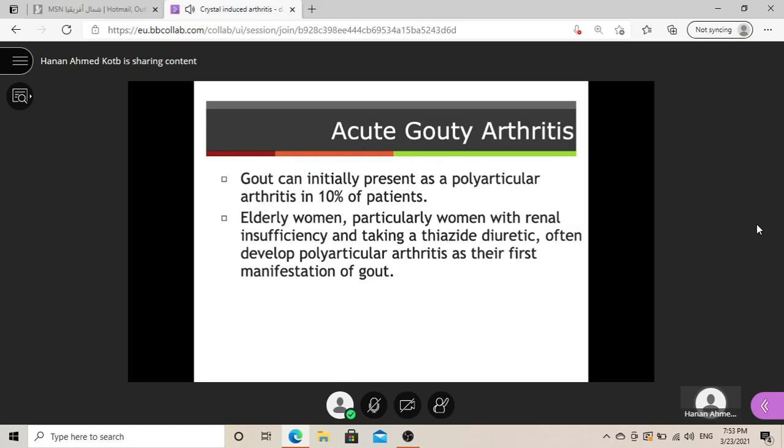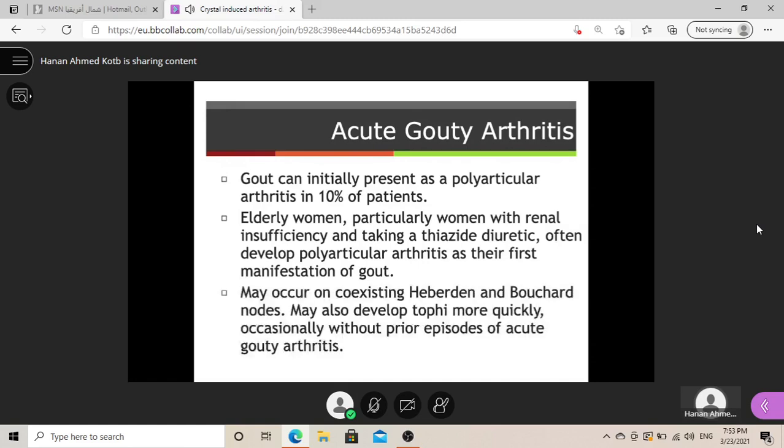These patients often develop polyarticular arthritis as their first manifestation of gout. Because they are elderly women, these attacks may occur on coexisting Heberden and Bouchard nodes. Well, Heberden and Bouchard nodes are characteristic of osteoarthritis of the hand. These patients may also develop tophi more quickly and occasionally without prior episodes of acute gouty arthritis. يعني كأنه acute gouty arthritis بتتدevelop polyarticular ومعها tophi.